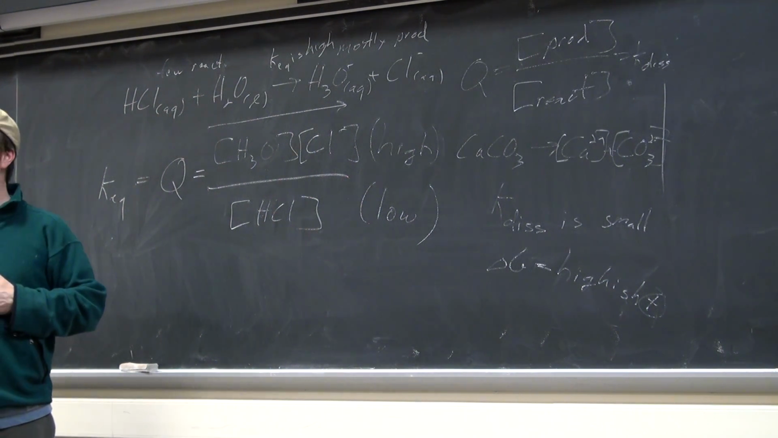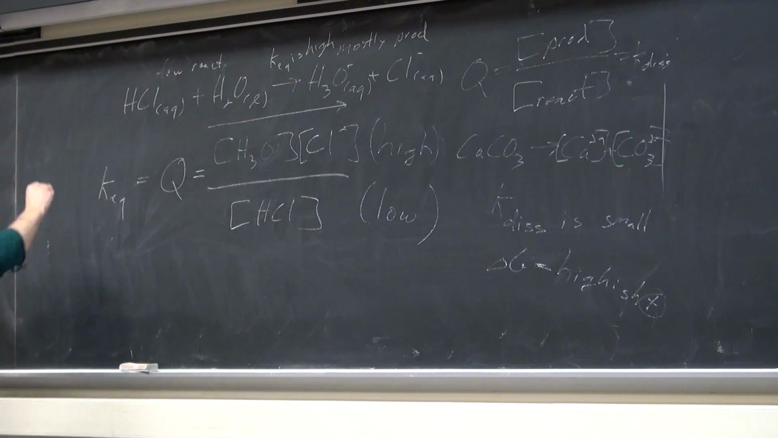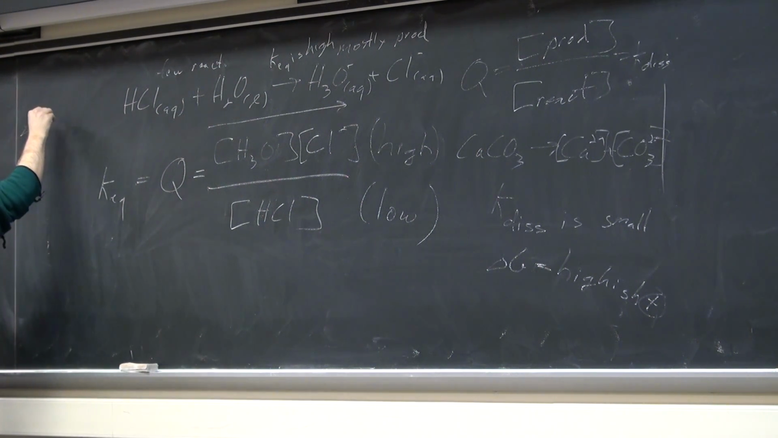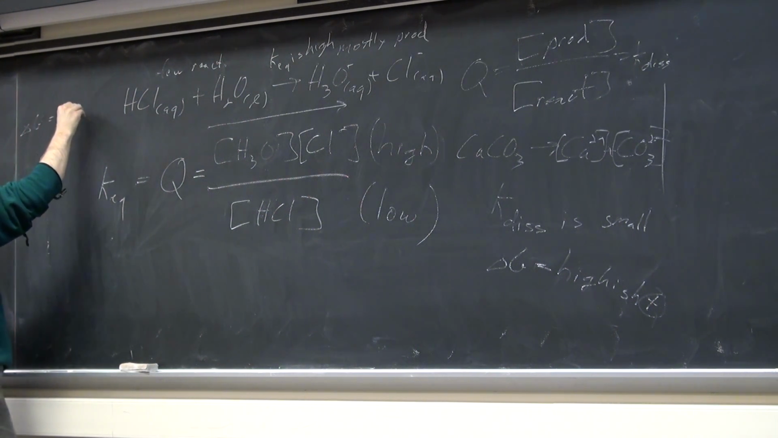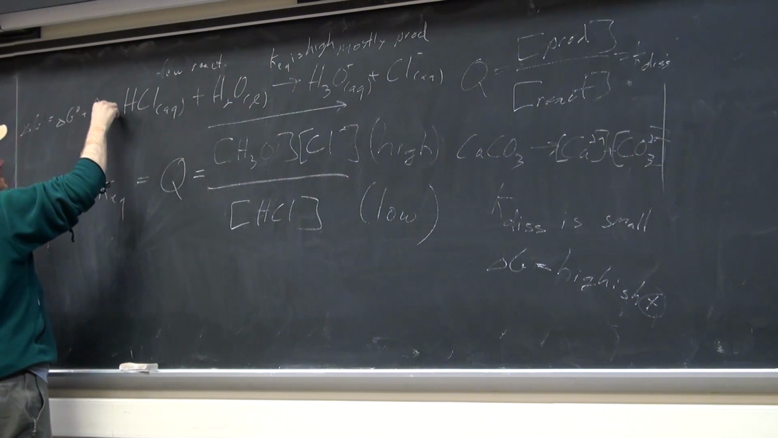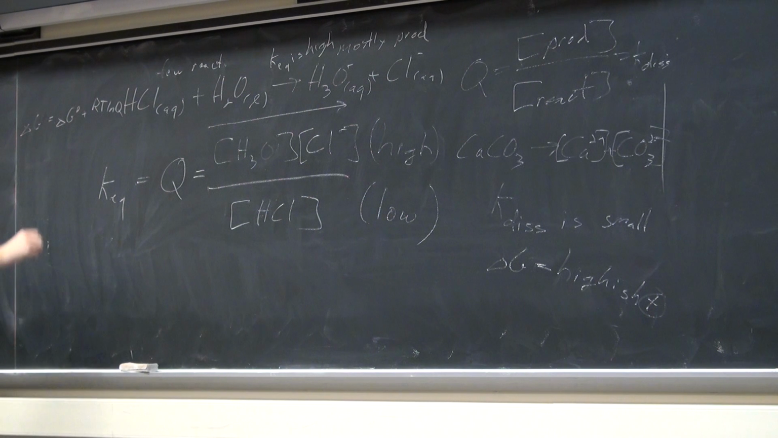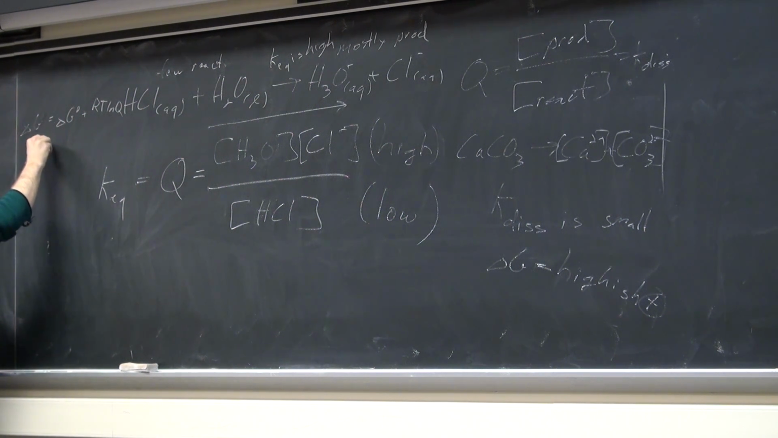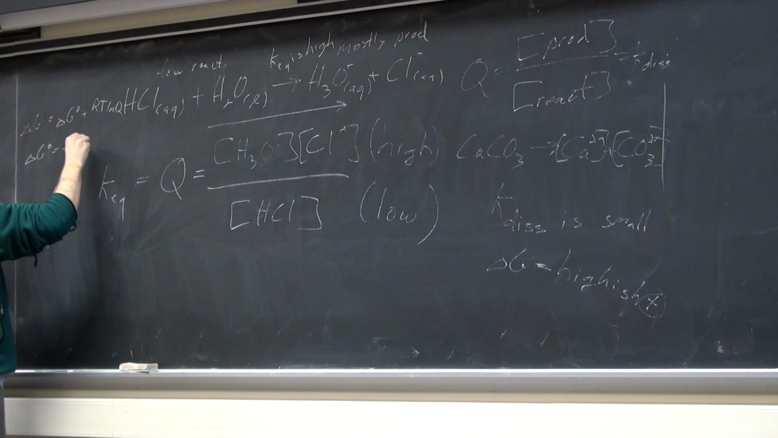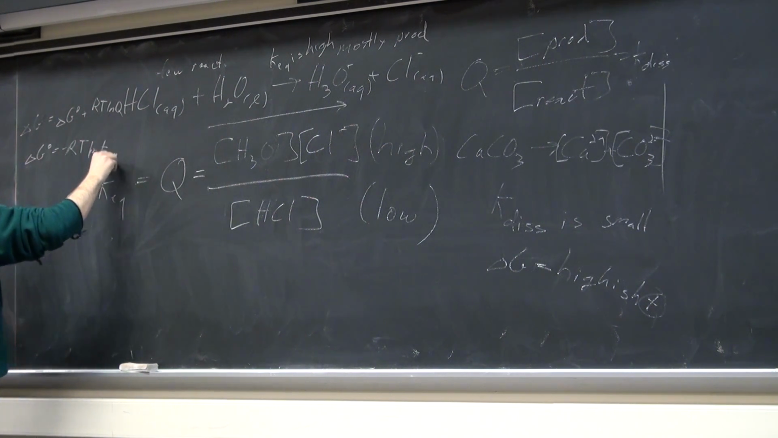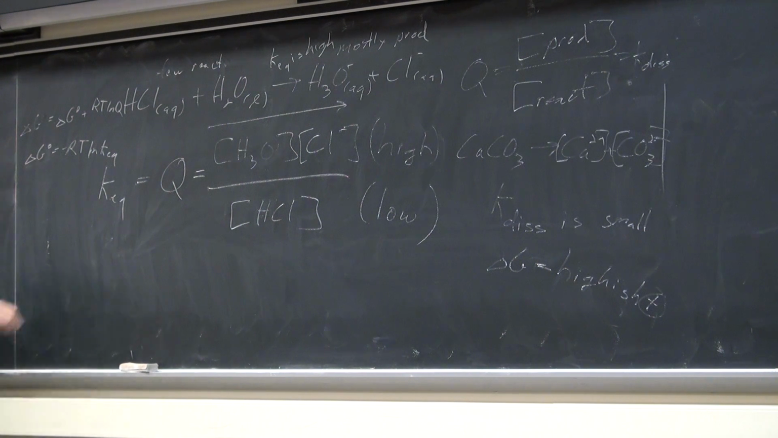How do I know that? Delta G is delta G0 plus RT ln Q. And so I can come up with a relationship between KEQ and delta G0. So I know how my equilibrium constant is going to change in relation to my delta G0 under standard conditions.